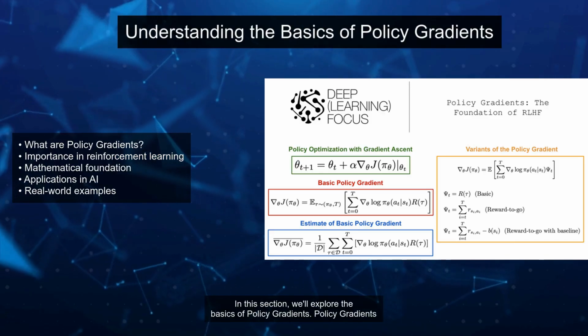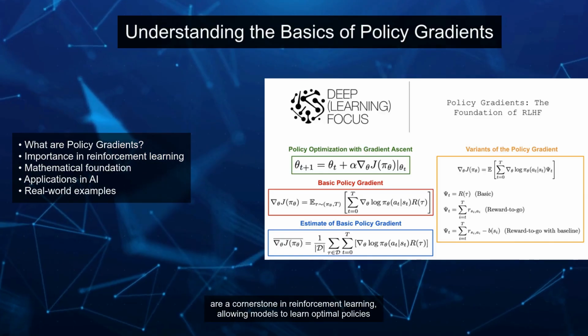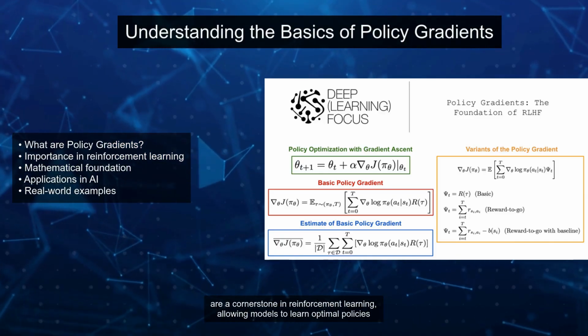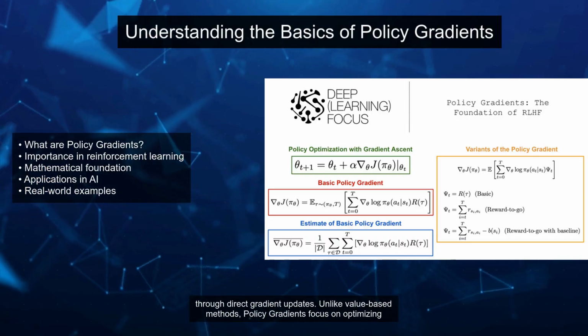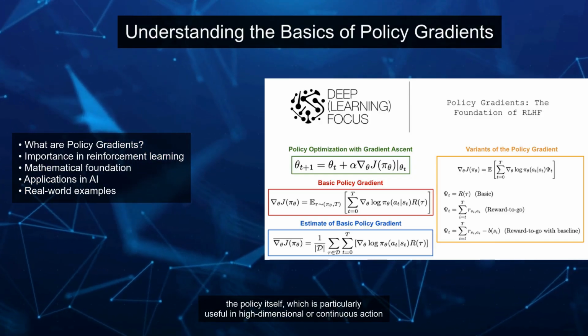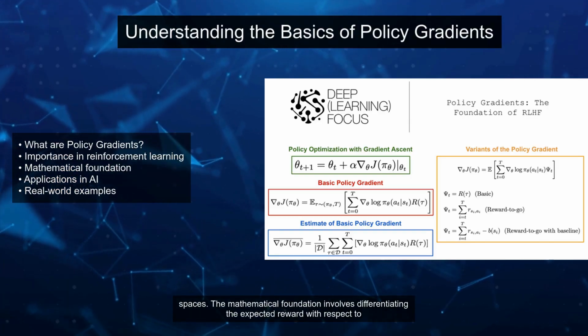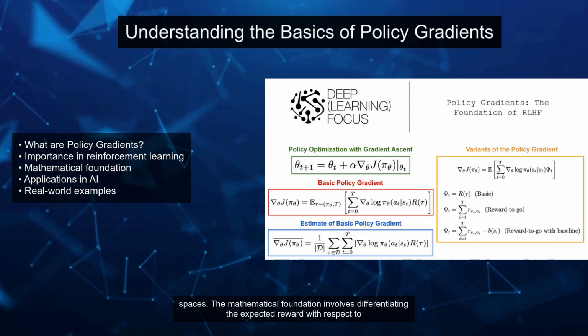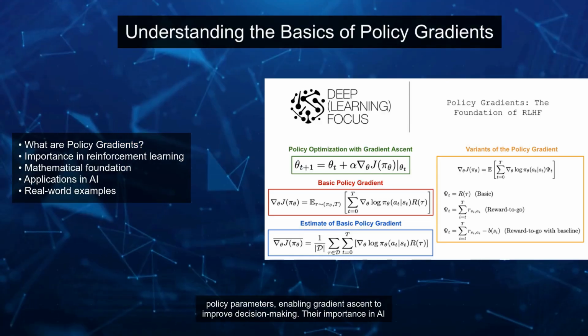In this section, we'll explore the basics of policy gradients. Policy gradients are a cornerstone in reinforcement learning, allowing models to learn optimal policies through direct gradient updates. Unlike value-based methods, policy gradients focus on optimizing the policy itself, which is particularly useful in high-dimensional or continuous action spaces. The mathematical foundation involves differentiating the expected reward with respect to policy parameters, enabling gradient ascent to improve decision-making.